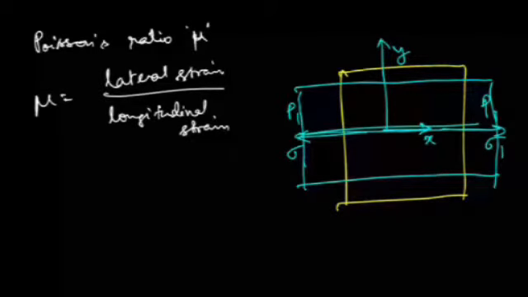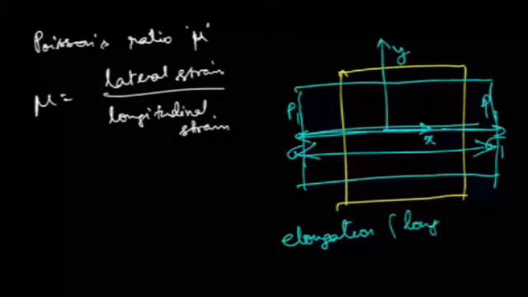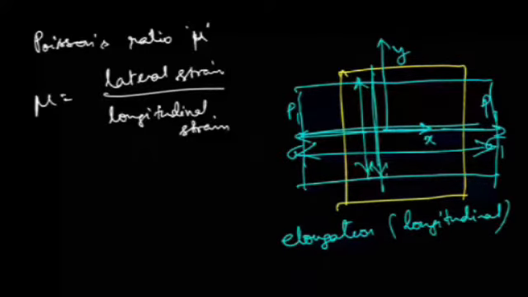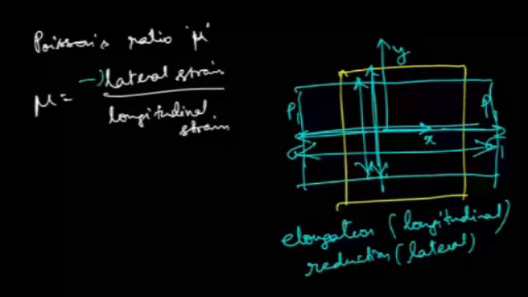That is, this is the longitudinal direction. Along the longitudinal direction, the length is increasing, so we saw elongation. And along the lateral direction, you see the length has decreased. Now the length is this, but initially the length was this. So along the lateral direction, there is a reduction in length. Based on this, the lateral strain will be negative and the longitudinal strain will be positive.